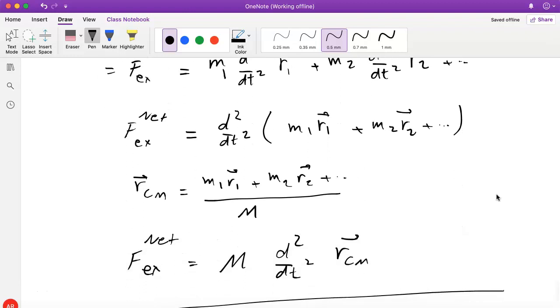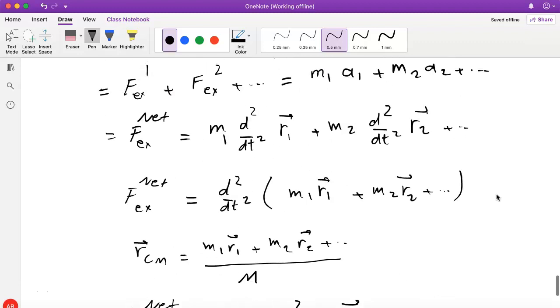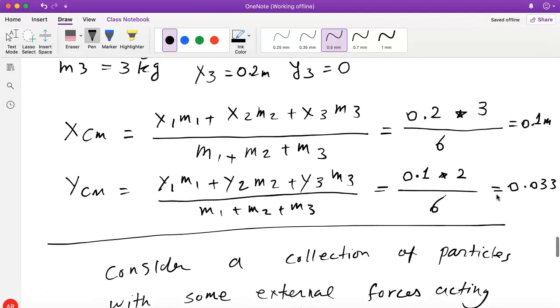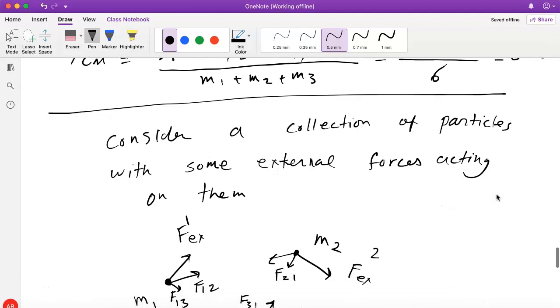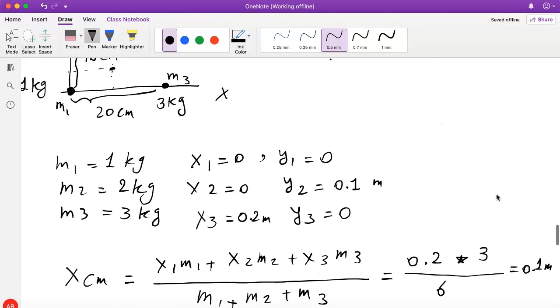I don't expect you to know all the details of this derivation. It's a little bit above the level of the course, but it was worth mentioning, I think. All right, so we got some practice finding the center of mass, getting used to this definition.